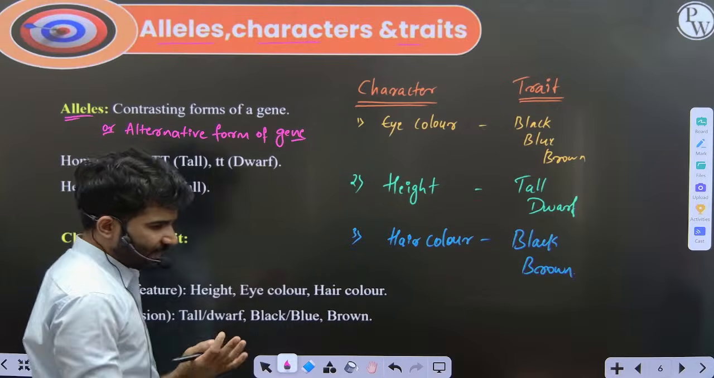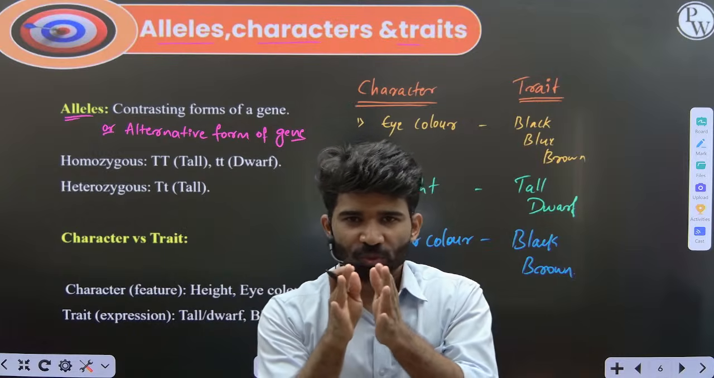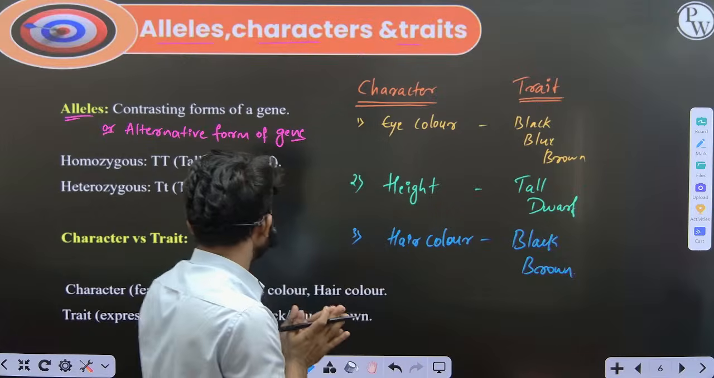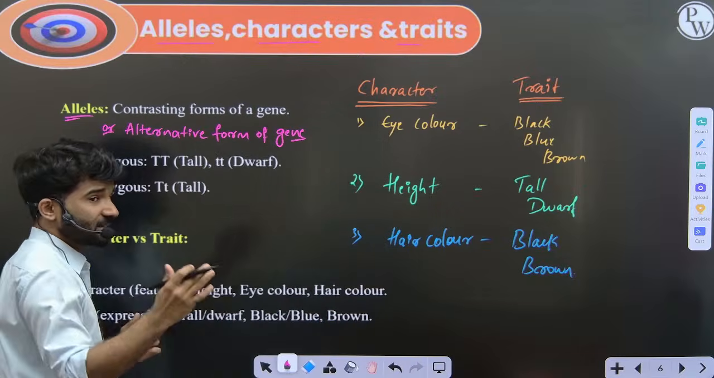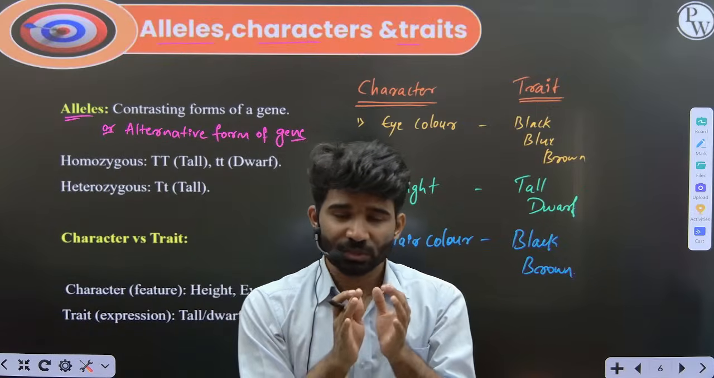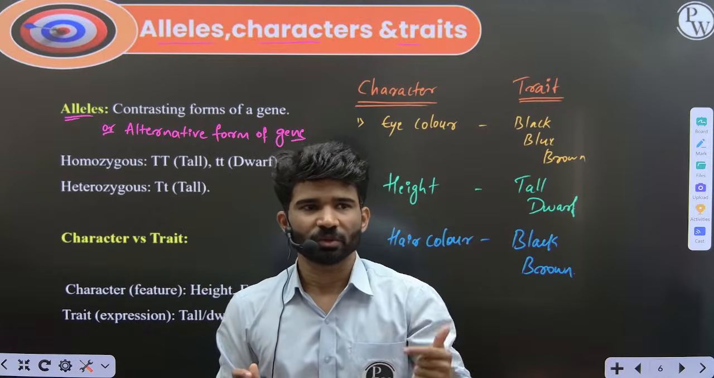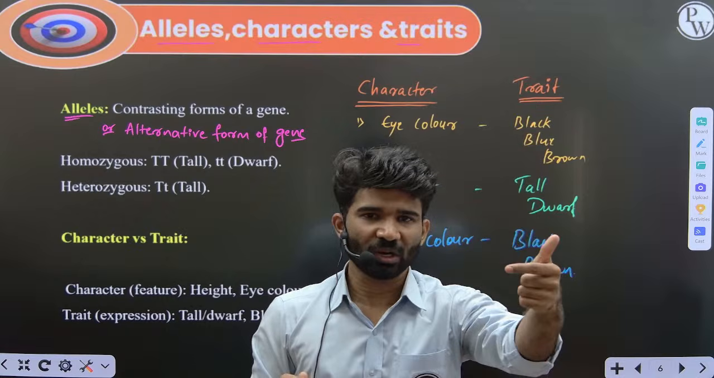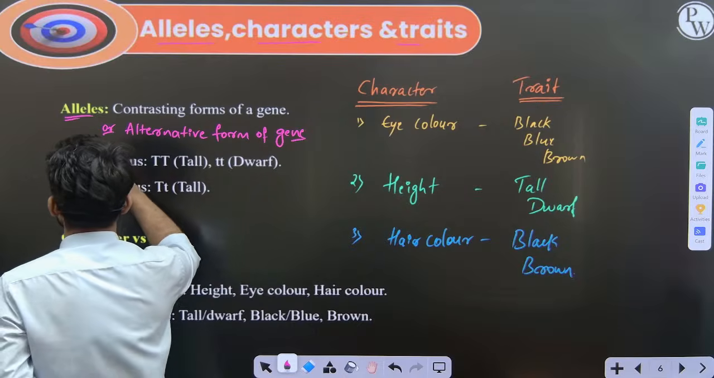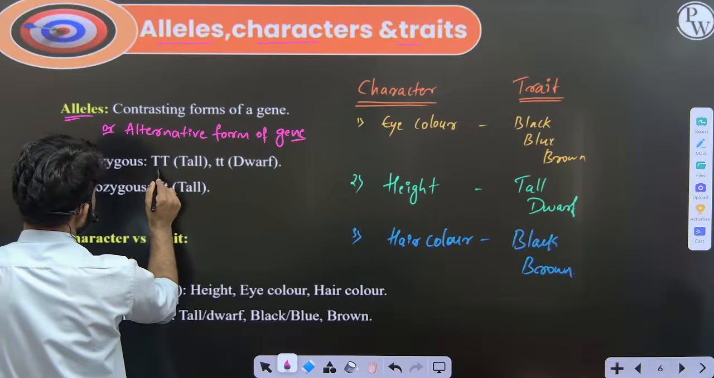So what does allele mean? You can take an example where the gene which codes for height is called a height gene. That height gene has different forms. Height has different forms of alleles. So what are those alleles? Height may be tall or height may be dwarf. So the allele may be tall or the allele may be dwarf. Those are the alleles of the gene coding for height.